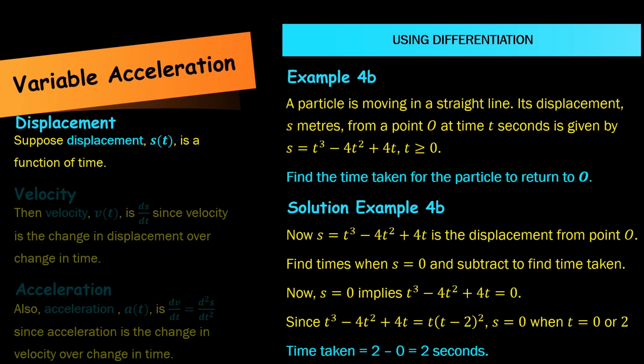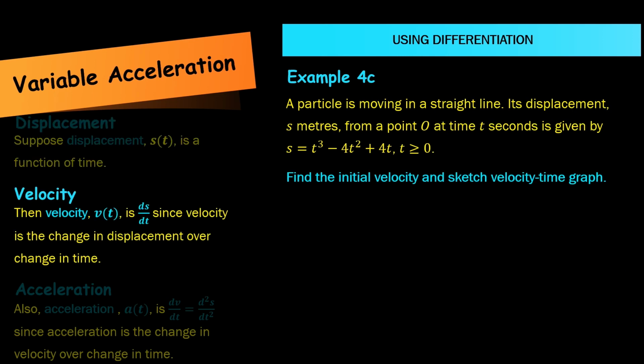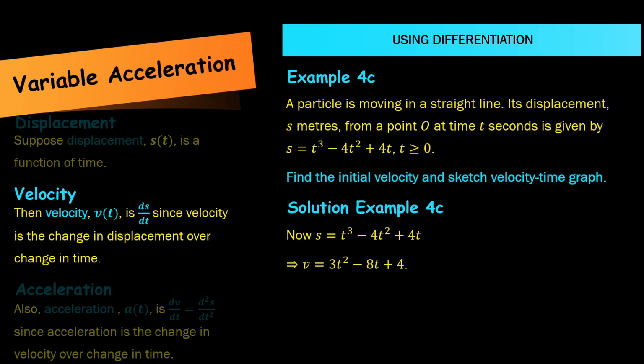And now for part C. We are required to find the initial velocity and sketch the velocity-time graph. So let's solve this. Again, we have our equation for s, and differentiating gives us the equation for v, or velocity. When t equals 0, we have that v equals 4. We've simply plugged in t equals 0 into the equation for v to find v equals 4.